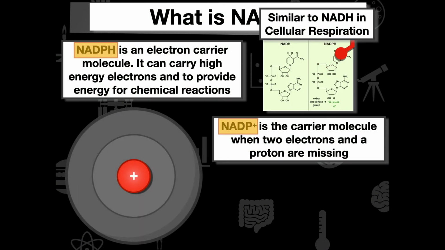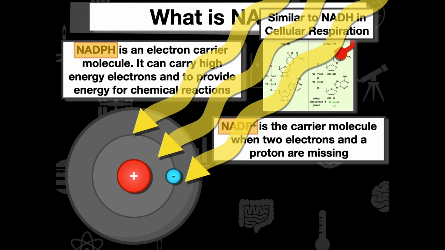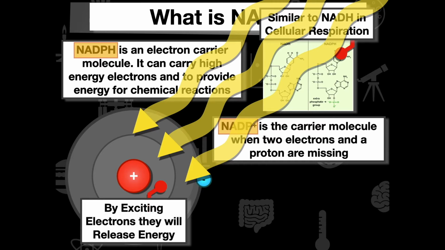Now, how does an electron carrier molecule work? Well, instead of dumping off a phosphate or breaking that molecule apart, we have these electrons that are going to float around the nucleus of an atom. They're negatively charged, and when we charge them with sunlight, they're going to become what we call excited. They're going to jump into an outer shell, so they're going to reach a higher energy state. And as they come down from that outer shell, they're going to release energy.